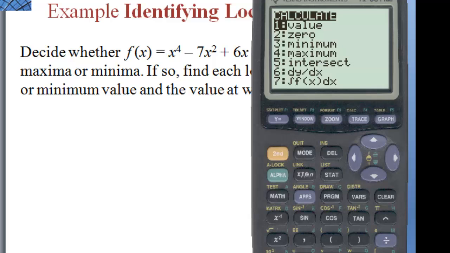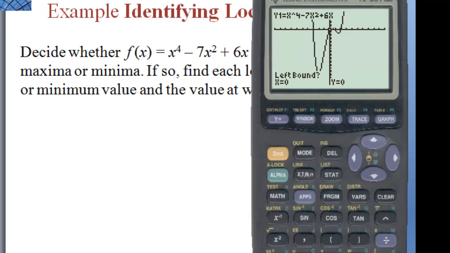We want the minimum, which is 3. And then what we have to do is use the arrow keys. It's asking for the left bound. So we want to be anywhere left of that minimum, and hit enter. And then it asks for the right bound, so use the arrow key and go anywhere to the right of that. The further away you are from it, the longer it will take to calculate. Then it asks for a guess. You don't need to put in a guess. That just helps speed it up a little bit, but if you just hit enter, it'll then calculate the answer.